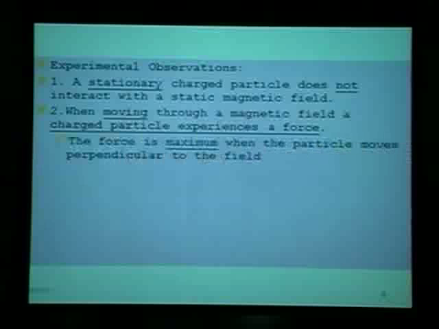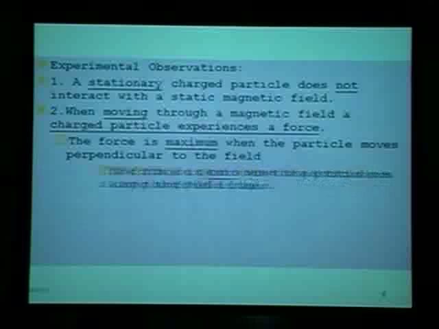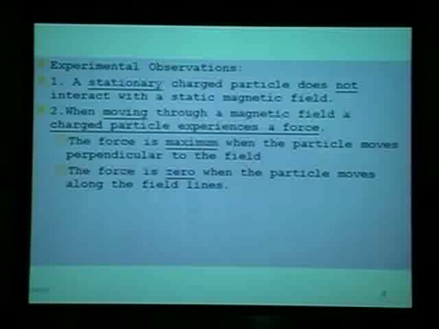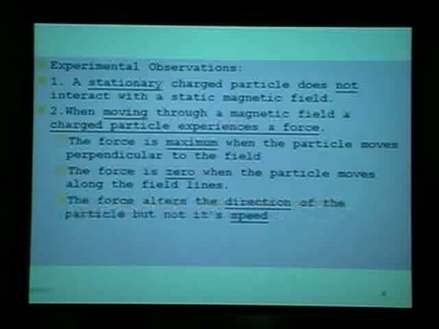That force is maximum when the particle moves perpendicular to the field, and zero, minimum, when the particle moves along the field line. So it actually has to move perpendicular to the field to get your maximum result. If it moves with the field lines, it's not experiencing a changing magnetic field. The force alters the direction of the particle, but not its speed. If the force is always perpendicular to the direction that it's going, it may make it move in a circle, like a centripetal force, but it will never accelerate it or decelerate it in a forward direction. It won't change its speed because the force is always perpendicular to its current motion.